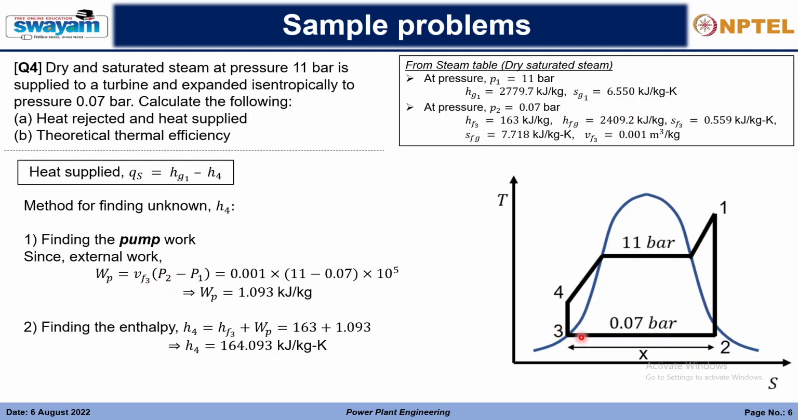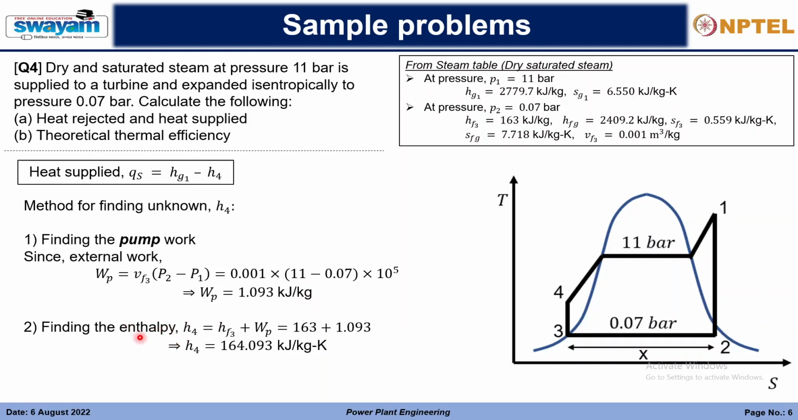So P2 will be the final pressure, that is 11 bar. P1 is 0.07 bar. We know Vf3 from the steam table. Then using this equation we will get the pump work, that is 1.093 kilojoule per kg. Please take care of these units, because somewhere it will be given as a megapascal, so you will have to work it accordingly. Somehow you need to get it converted to kilojoule per kg. This is a common mistake in solving this kind of problems.